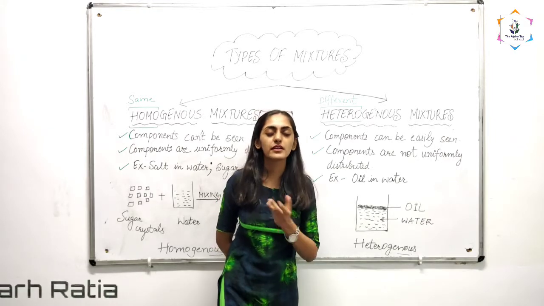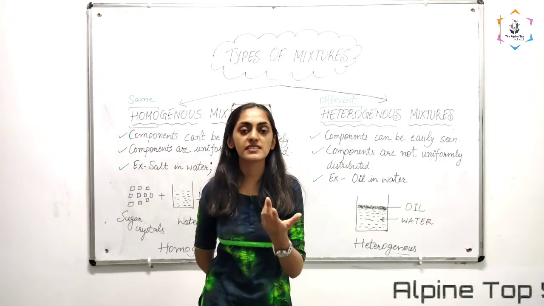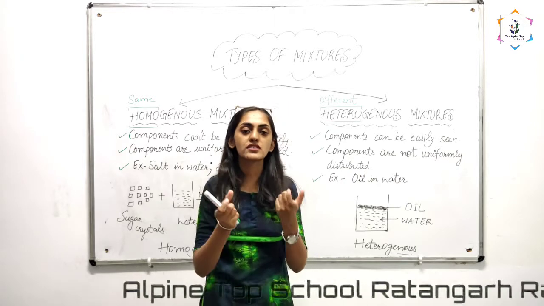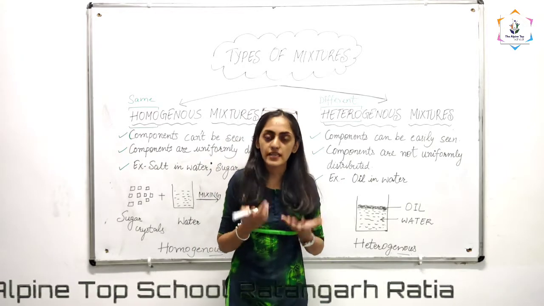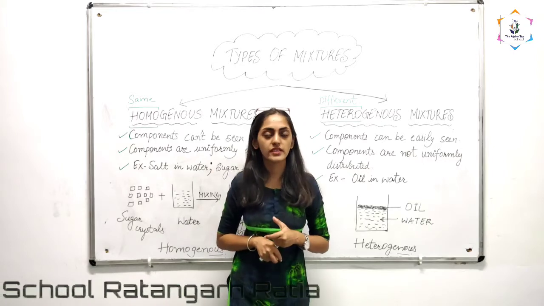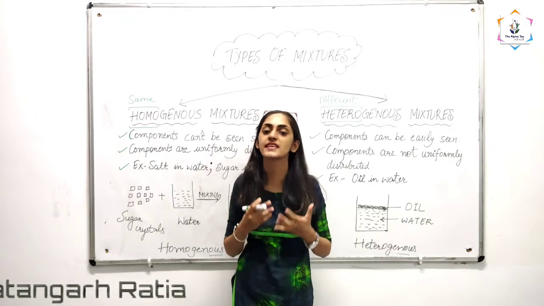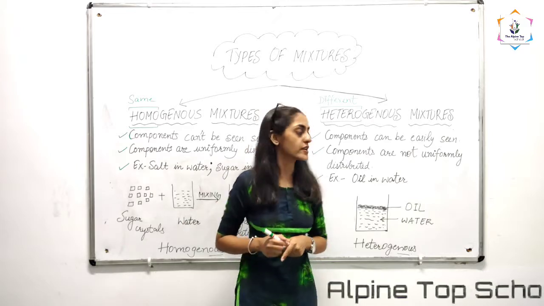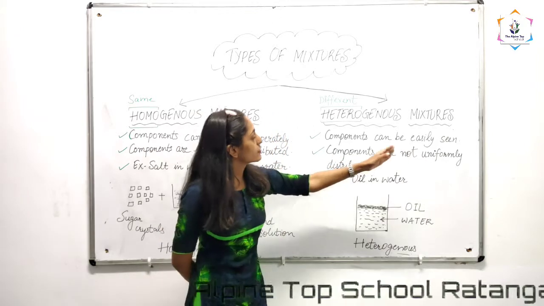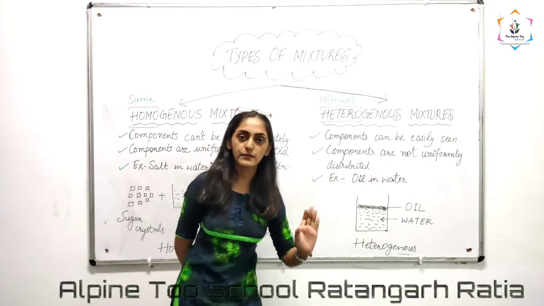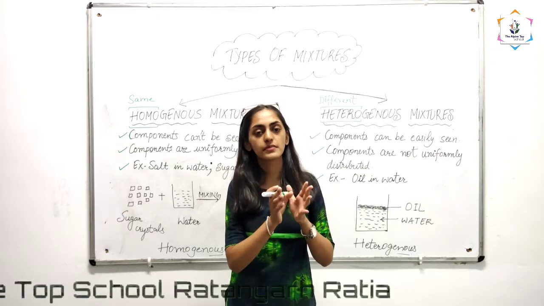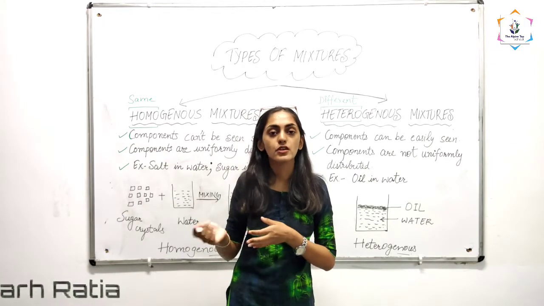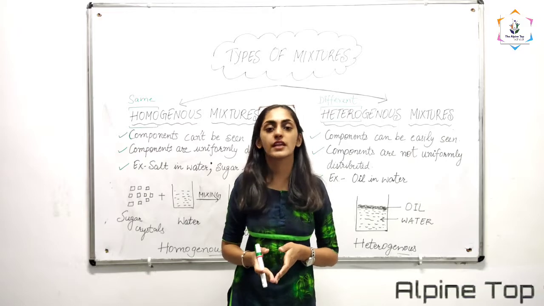For example, if you mix sand and gravel, are they going to mix? No, they are not going to mix. You will still be able to see sand and gravel differently. So the components are not uniformly distributed. At some places there will be more sand, at some places more gravel. It will not be distributed evenly.